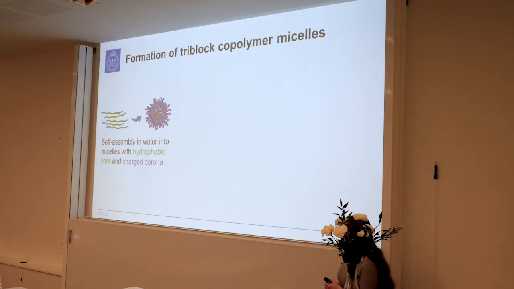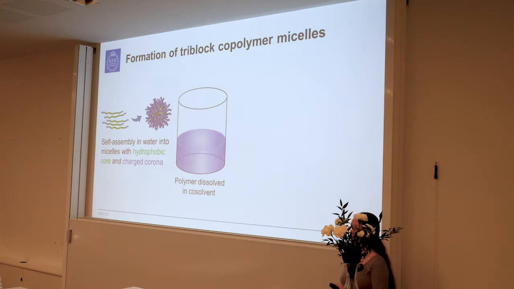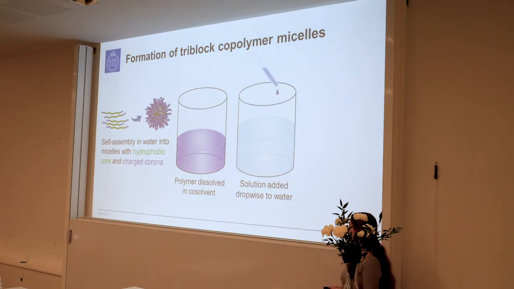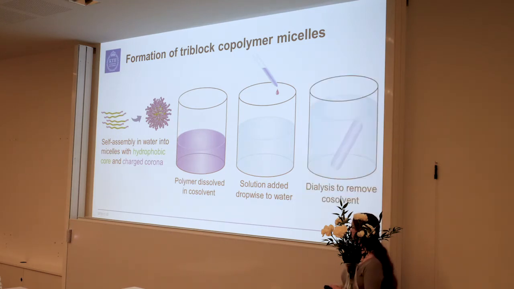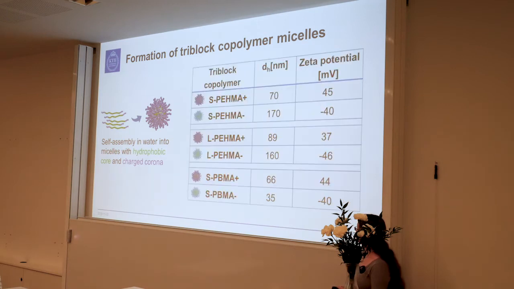So after making the tri-block polymers, we created the micelles by first dissolving the polymer in a co-solvent that dissolved both blocks, then dropwise adding this polymer solution to water under agitation, and lastly dialysis to remove the co-solvent to have a pure water-based micelle dispersion. Here you see some values resulting from dynamic light scattering. As you can see, the hydrodynamic diameter of the micelles with the longer and shorter PEHMA-containing polymers had a very similar size, despite the difference in molecular weight of the polymer.